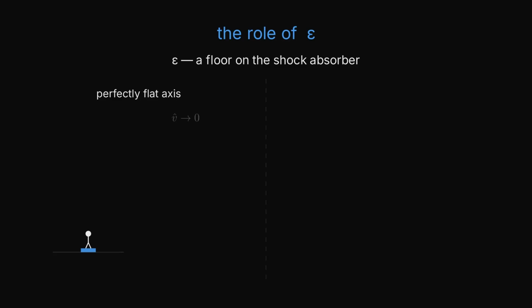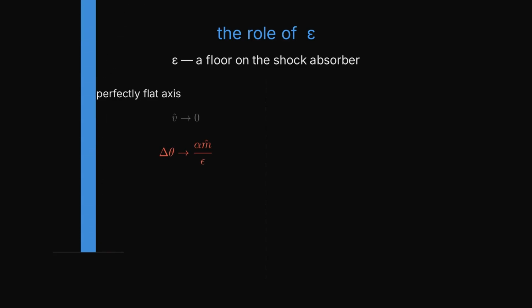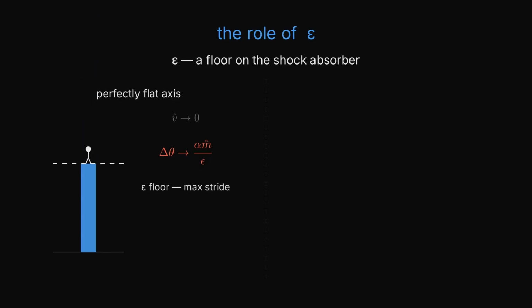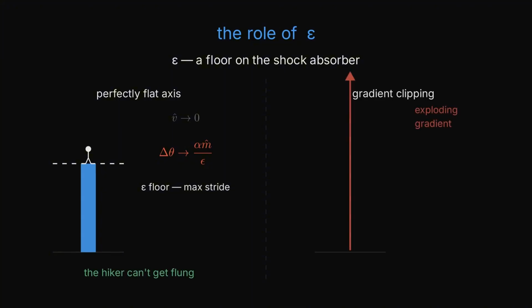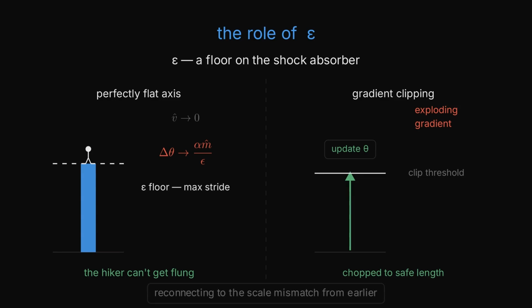The role of epsilon. It isn't just about avoiding division by 0, it's a floor on the shock absorber. On a perfectly flat direction, where V hat approaches 0, the stride would blow up to alpha times m hat over epsilon. Epsilon is what caps that maximum stride so the hiker can't get flung. And gradient clipping chokes off exploding gradients before they reach the update, reconnecting to the scale mismatch from earlier.